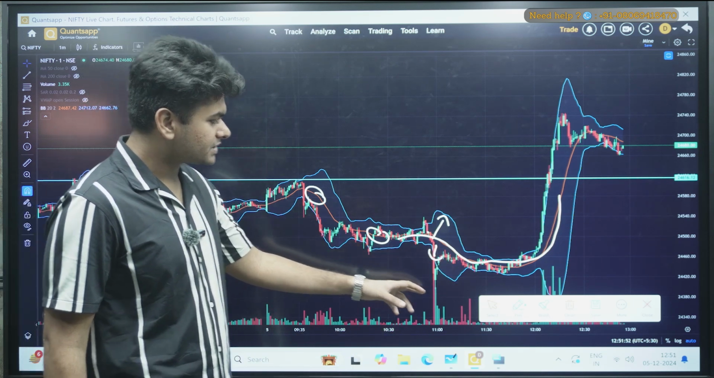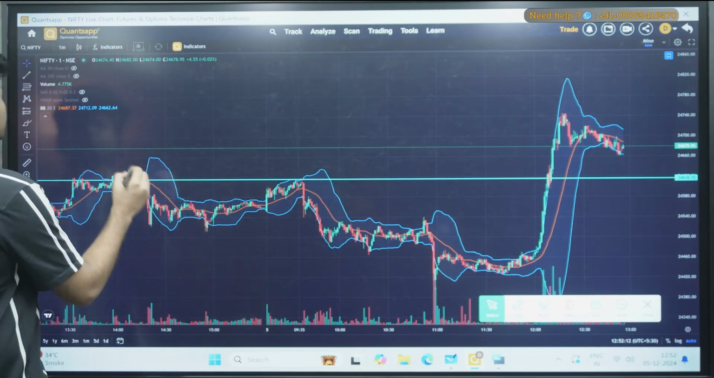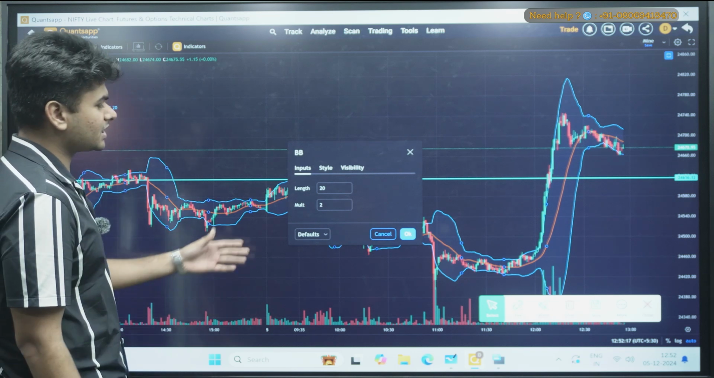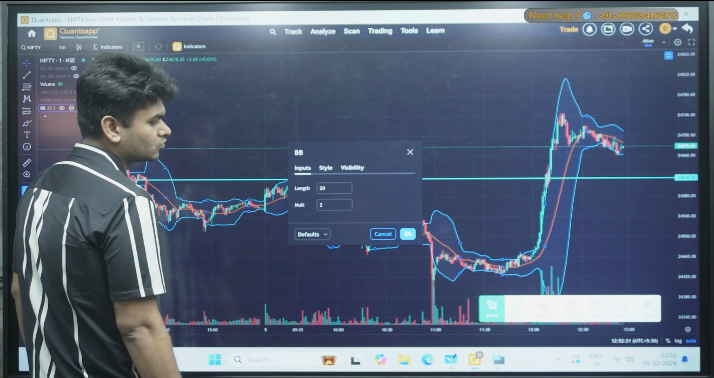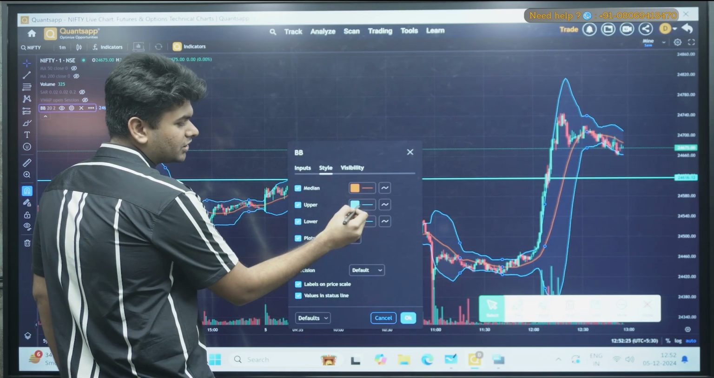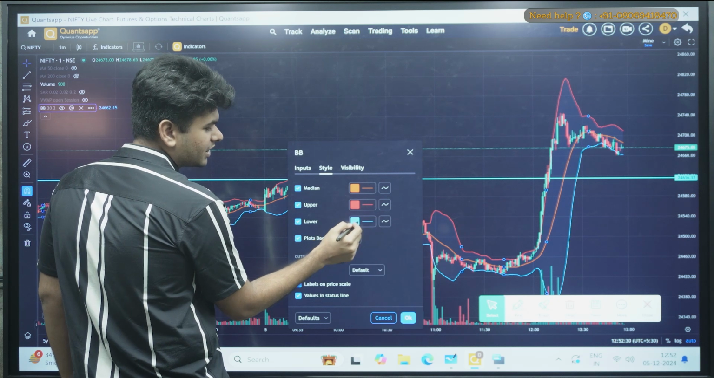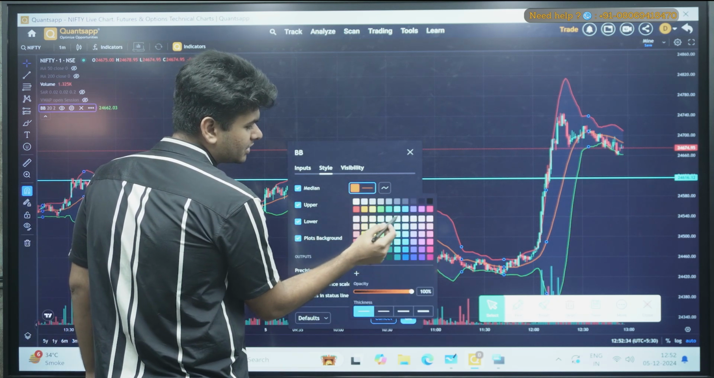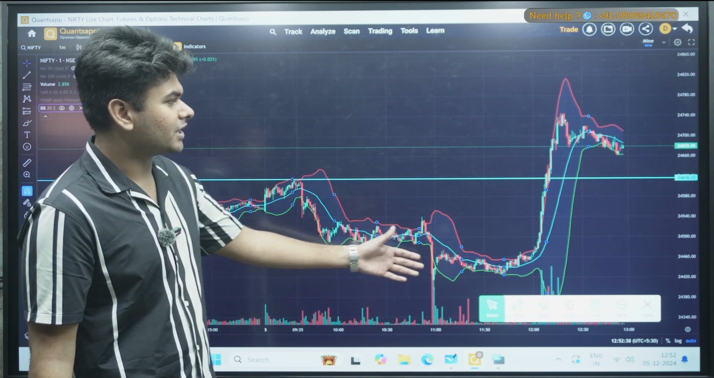Now, as you can see, if we just see the settings before, you can see the settings. Generally the length is 20 and the standard deviation is 2. Okay, so if you want, you can just change the color of the style. You can keep the resistance as red and support as green. So this will help you identify, and we'll put the MA in the blue color. Okay, so this way it will be easier for you to understand.